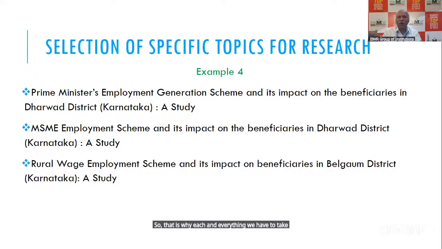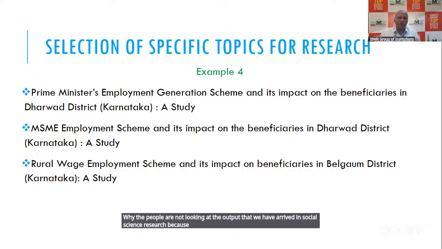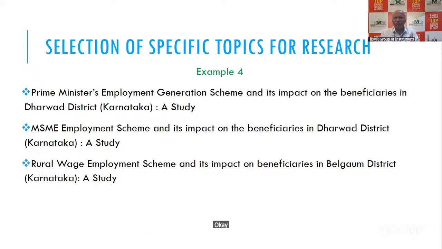Therefore, the quality of research in social sciences has gone down because of this only. Why are people not looking at the output that we have arrived at in social science research? Because of poor methodological process and poor selection of the problem, which will lead to poor outcome.